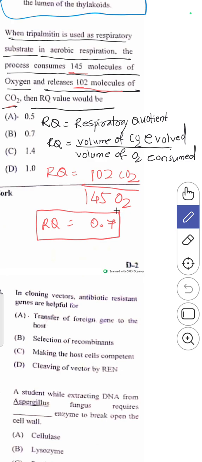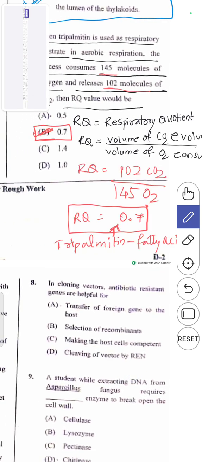So this RQ value of tripalmitin, that is a fatty acid. So this fatty acid RQ, that is respiratory quotient, will be 0.7. So B is the right answer for this question. So next question, let's discuss the next question.